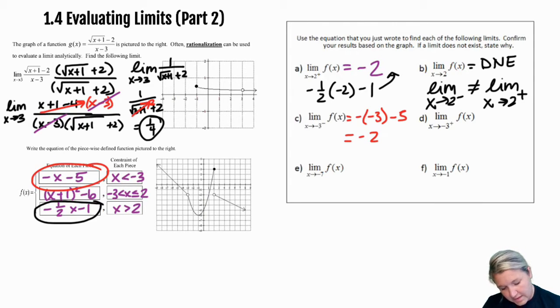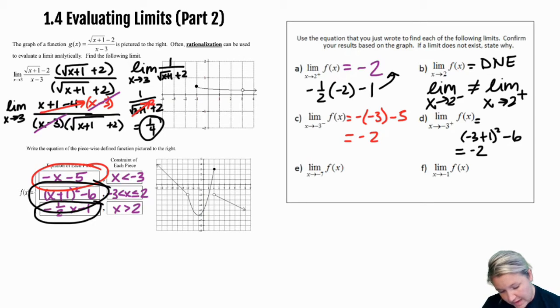And so then as x approaches -3 from the right, that's when we'll use the parabola piece here. So this is going to be -3 plus 1 squared minus 6, which is going to give us -2.